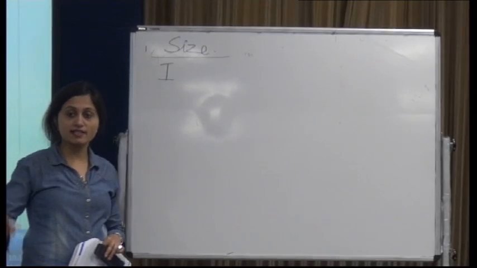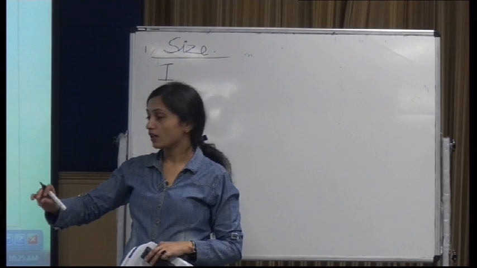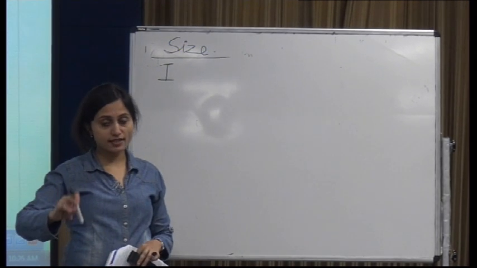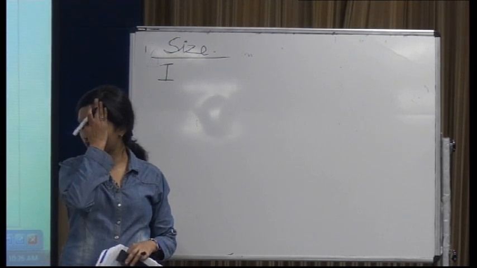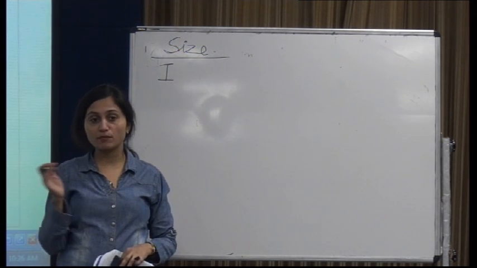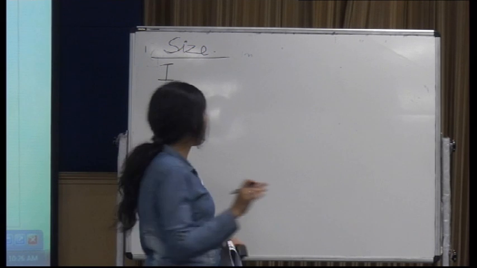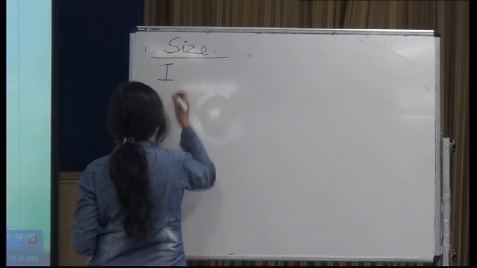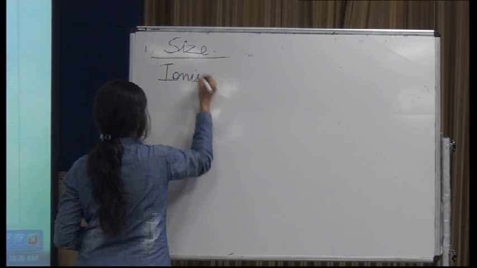Okay, atomic size. How can you size? Radius, or sometimes even the ionic radii are compared. All these can be related to one another. Then you have, say, ionization energy.